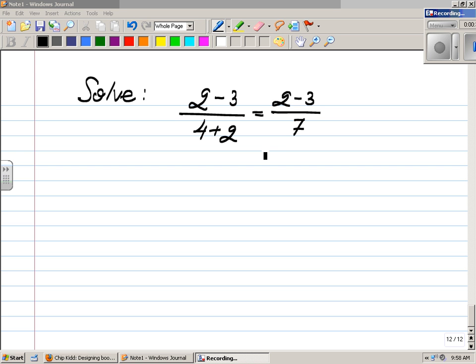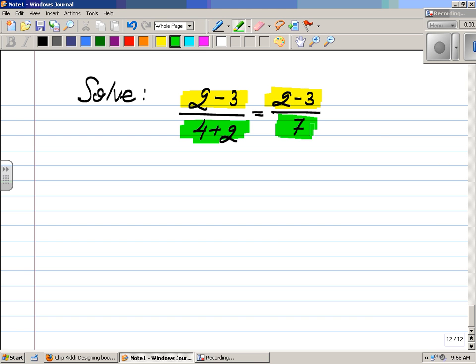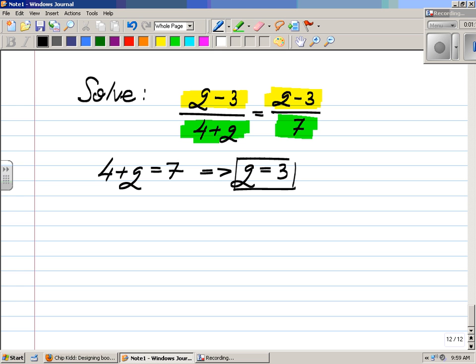choice. One way to think about it is to say, well, hey, my numerators here are the same. Well, I expect that my denominators are also the same. When I'm saying the same, I expect that 4 plus q should equal 7. If you solve, you find, by subtracting 4 from both sides, that your q is equal to 3, right?